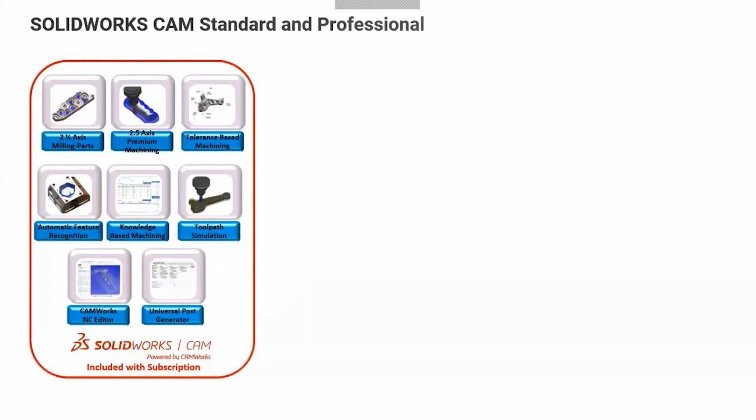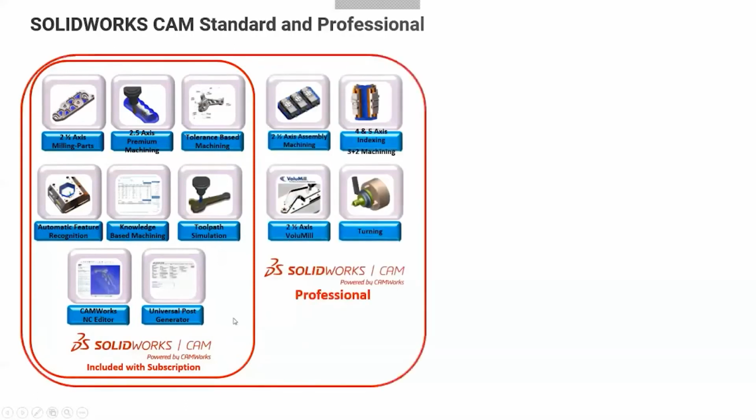So this is all the nice and cozy free portion of SOLIDWORKS CAM, and we call it the SOLIDWORKS CAM Standard. If you needed to do any turning, if you have lathes, you're going to have to go into the professional. But that includes things like the assembly machining, a great tool. It allows you to do 4 and 5 axis indexing, and you can use volume mill too. So those are what's within the professional package.